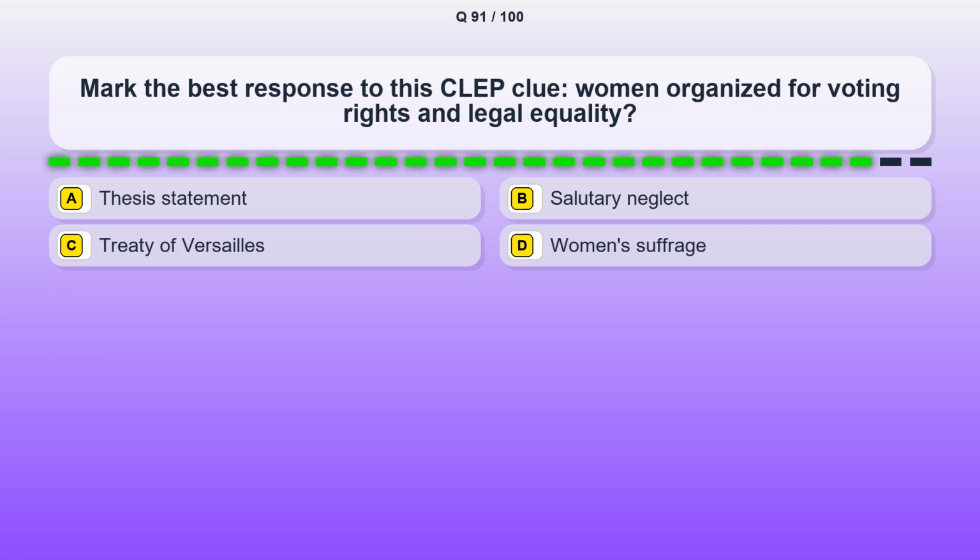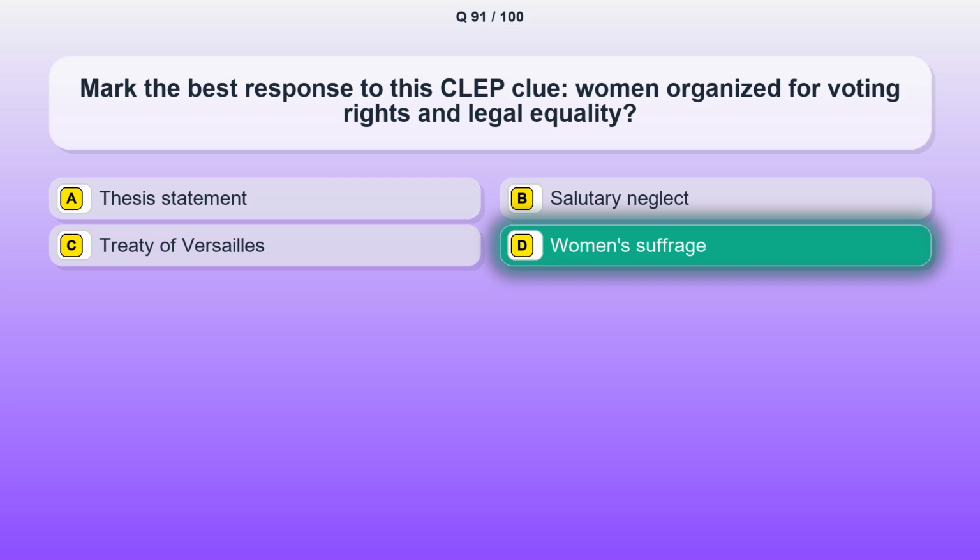Question 91. Mark the best response to this CLEP clue. Women organized for voting rights and legal equality. Option A, thesis statement. Option B, salutary neglect. Option C, Treaty of Versailles. Option D, women's suffrage.